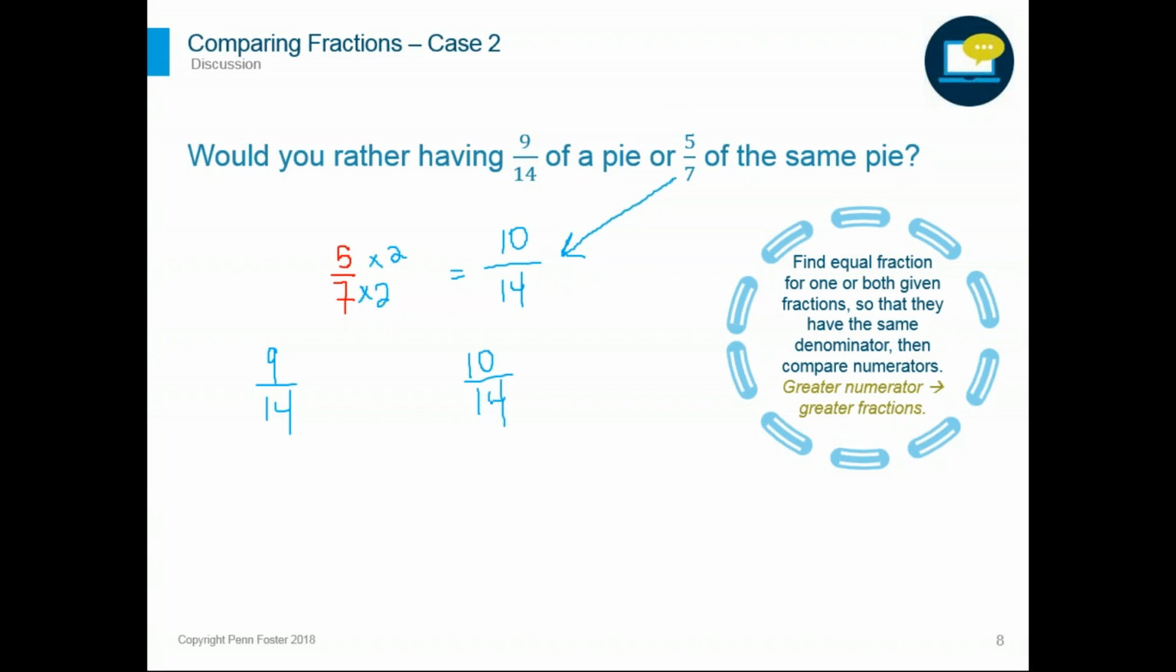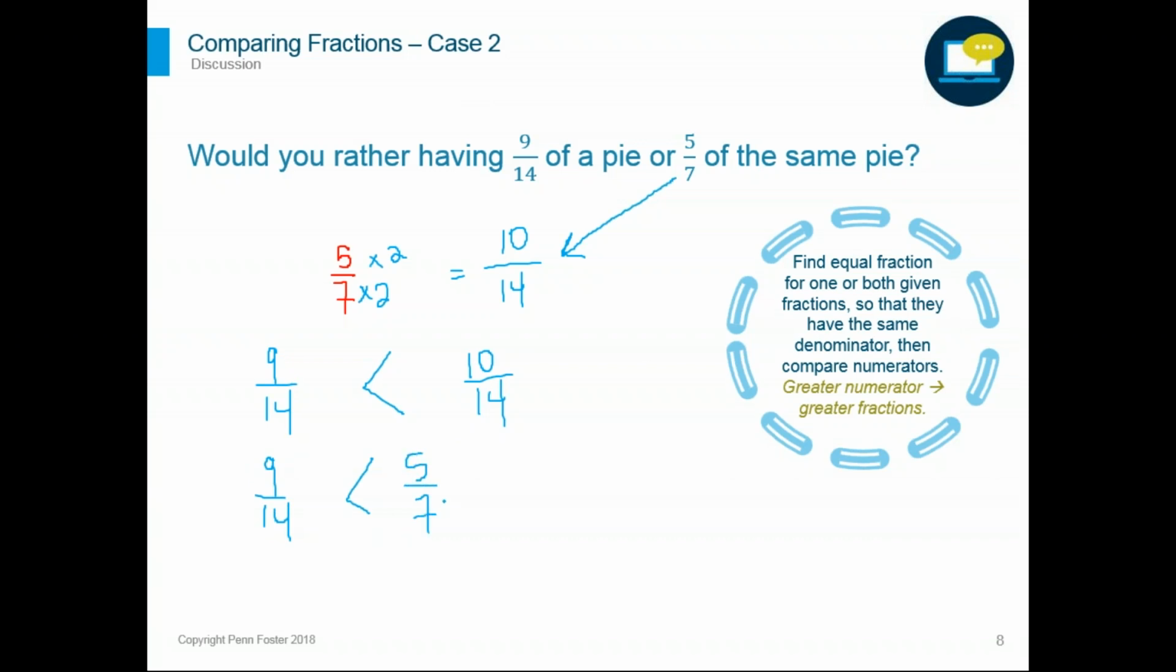The 10 over 14, because our method says now if the two fractions have the same denominator, then compare the numerators. The one with the larger numerator would be the larger fraction. So that way we are able to say that 9 over 14 is less than 10 over 14, or just to go back to the original fractions, we can say 9 over 14 is less than 5 over 7.